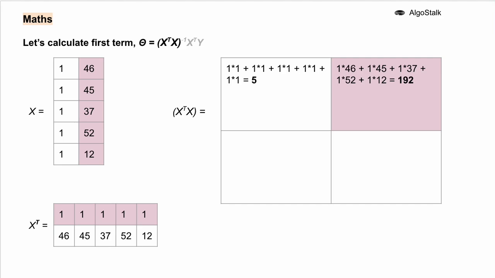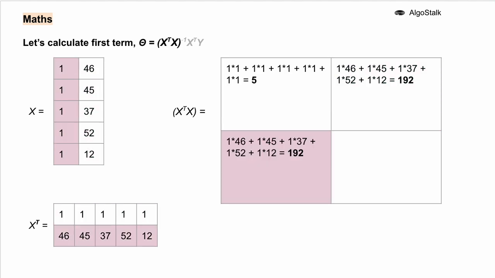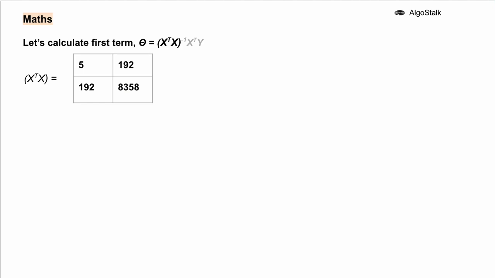For the second cell in the first row, you would multiply the first row of xt by the second column of x. By performing these multiplications and additions for all cells, we complete the matrix xtx. This step is essential for our next calculations in the normal equation. Let's proceed with filling in the rest of the values and continue our derivation. With this complete, we are ready to move on to the next step in finding our optimal coefficients.